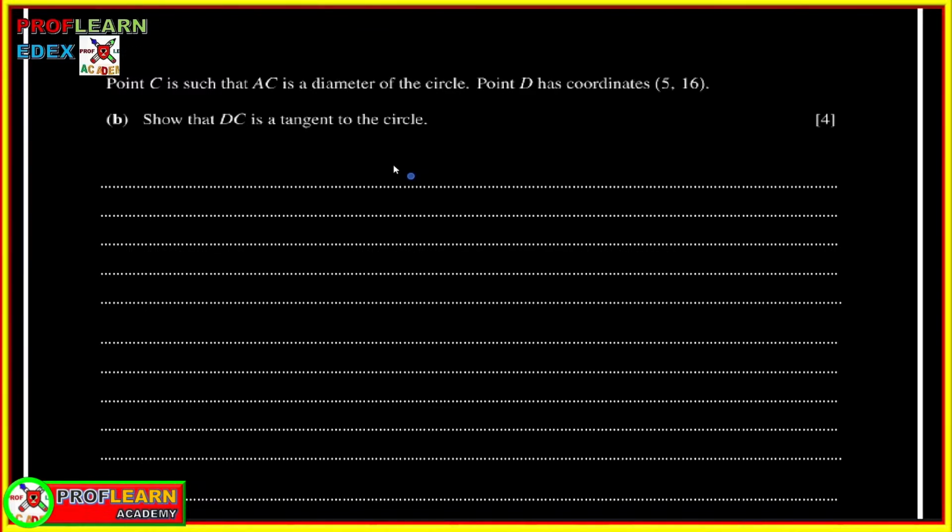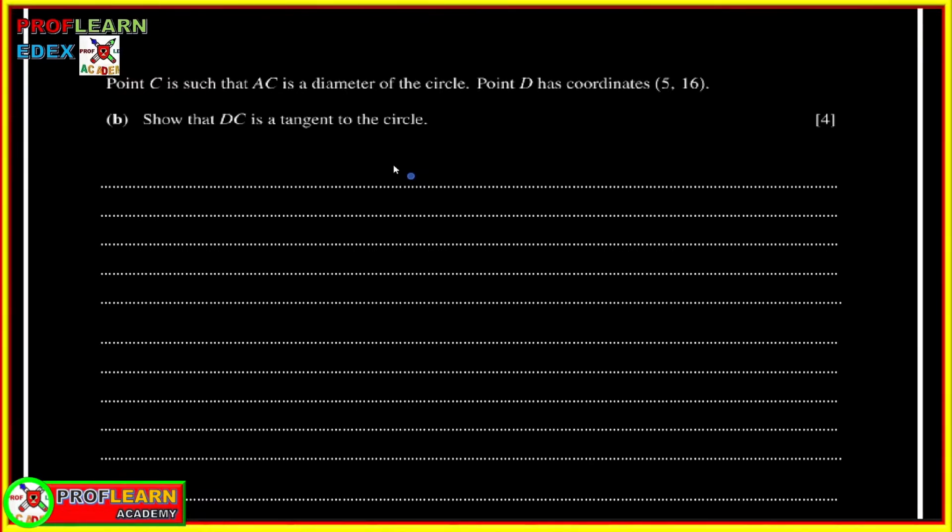All right, the next part here, we are told that point C is such that AC is the diameter of the circle, point D has coordinate 5, 16, and then show that DC is a tangent to the circle. Something we need to remember for a tangent to the circle is that a diameter or the radius meets the tangent at 90 degrees.